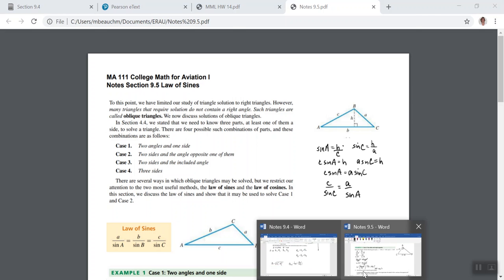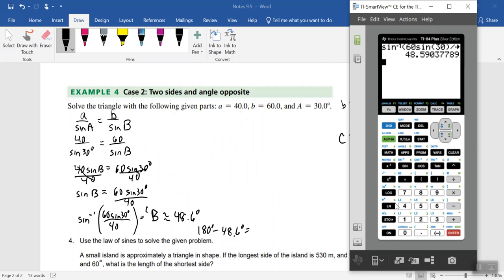Oops. So when I take 180 minus 48.6, I end up with 131.4 degrees. Oops, that's not exactly true. Hang on here.